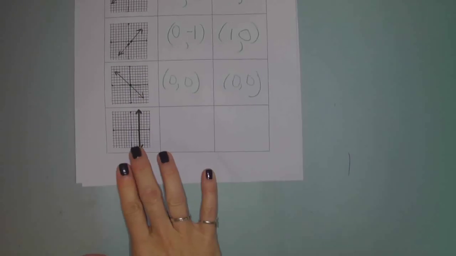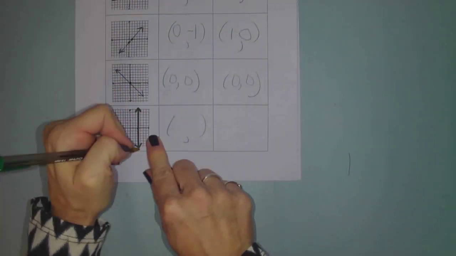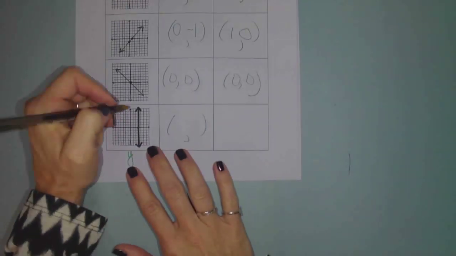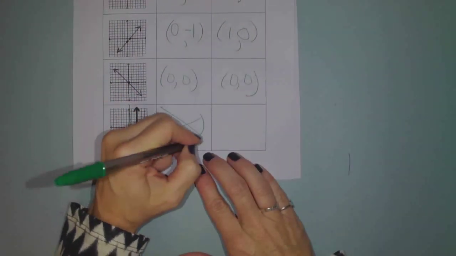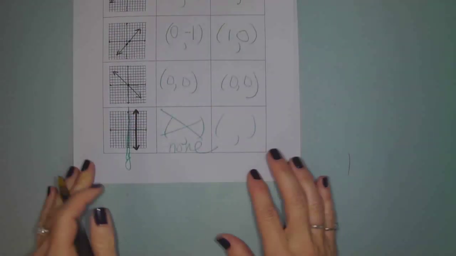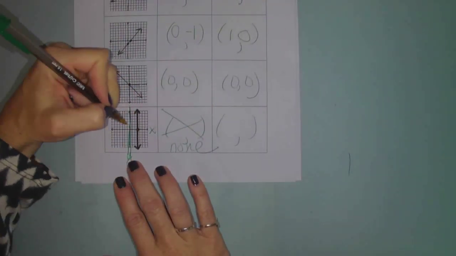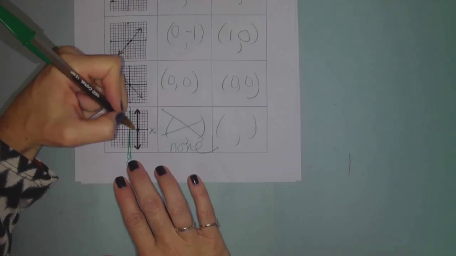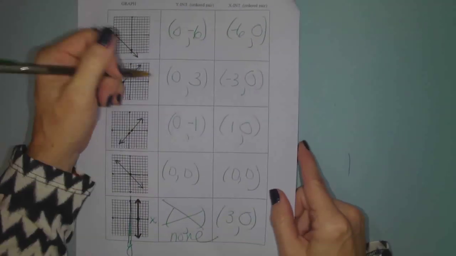Ooh, vertical line. This will be interesting. Y-intercept. Where does this vertical line cross the y-axis? Where does this line cross this axis? It doesn't. None. We don't have a y-intercept, but we do have an x-intercept. Where is it crossing the x-axis? Right here at 1, 2, 3. So at 3, 0.